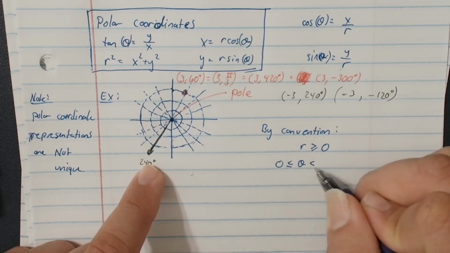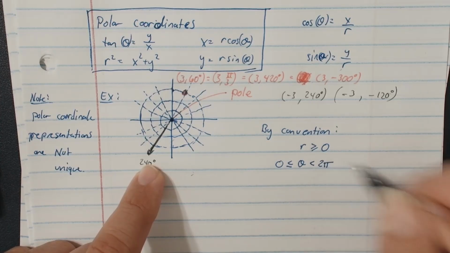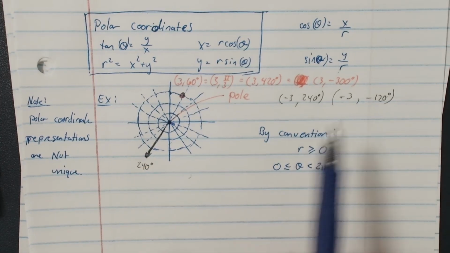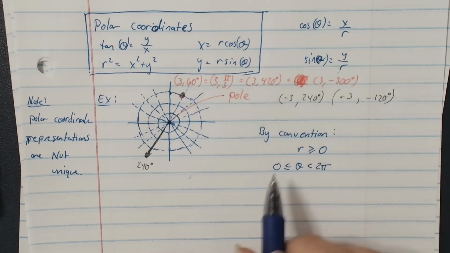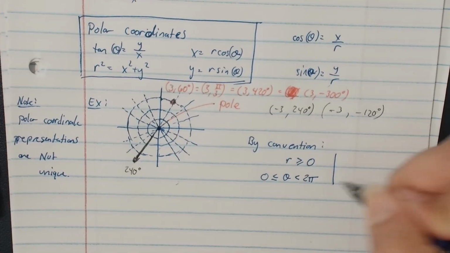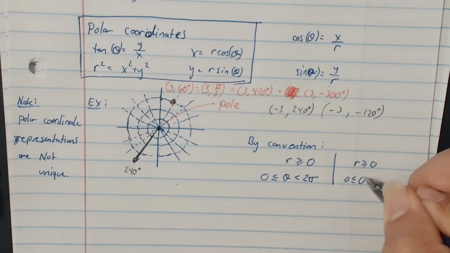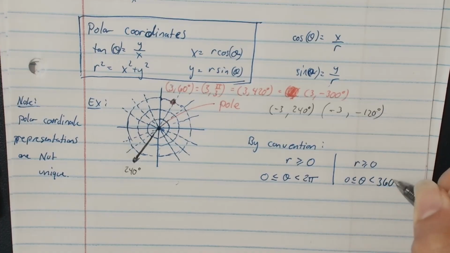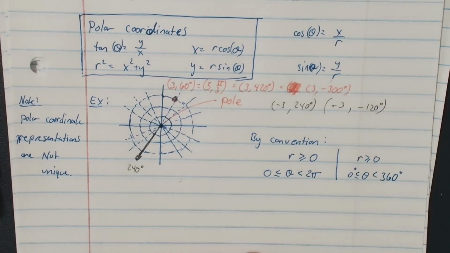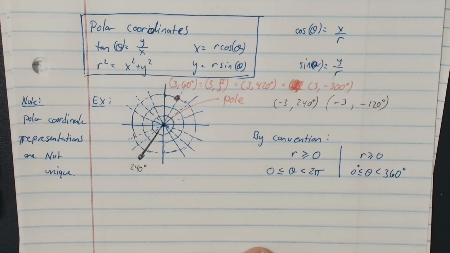It's okay if it's equal to 0, but it shouldn't equal 2 pi. And that's in radians. If you want to do it in degrees, that's going to be between 0 and 360 degrees. Like this. So by convention, either of those is what we're going to use.